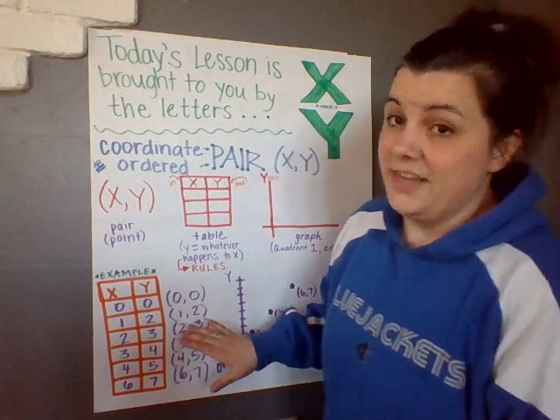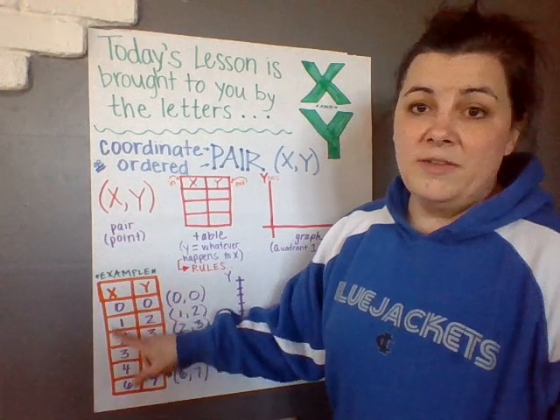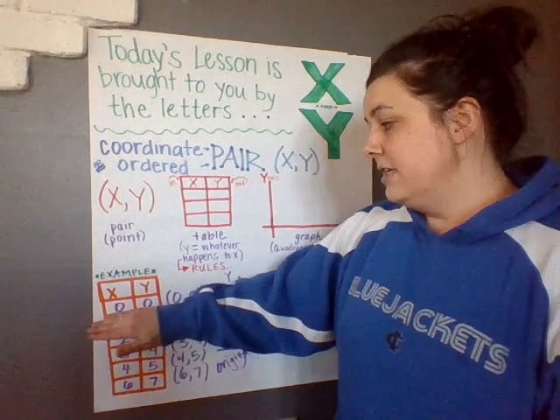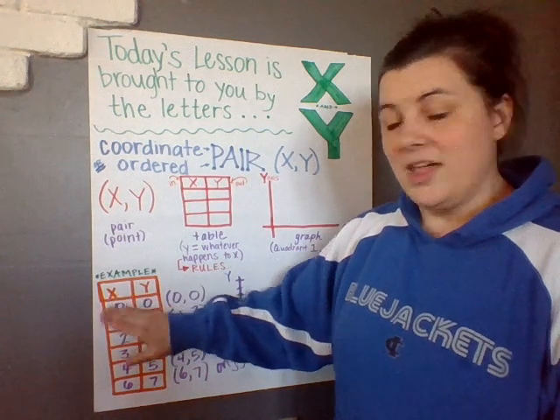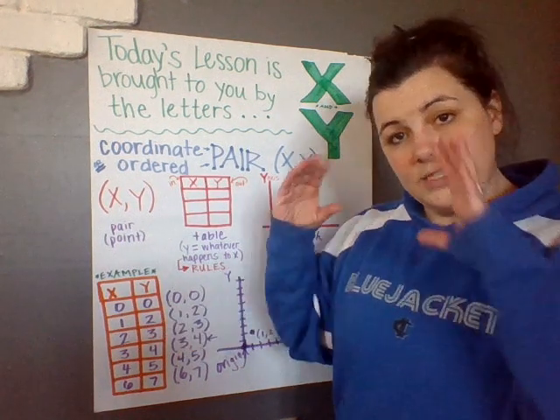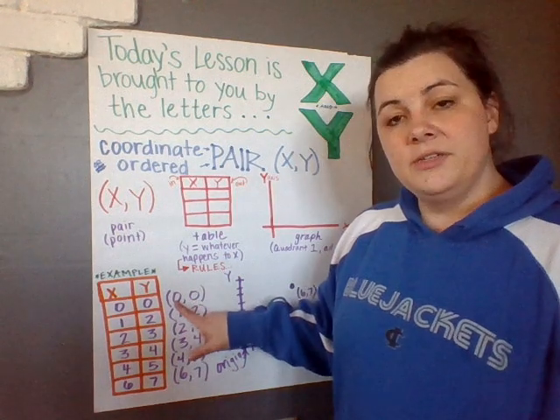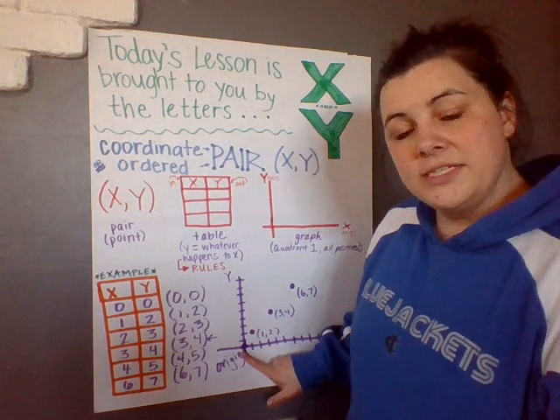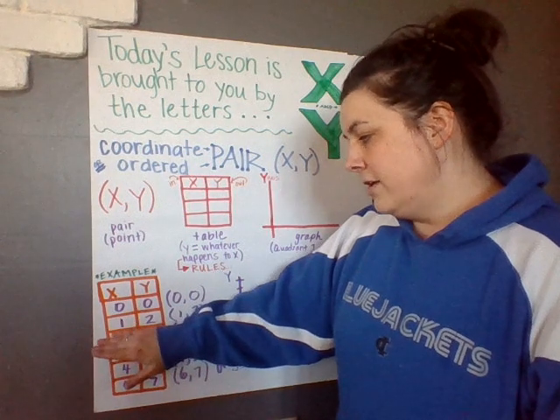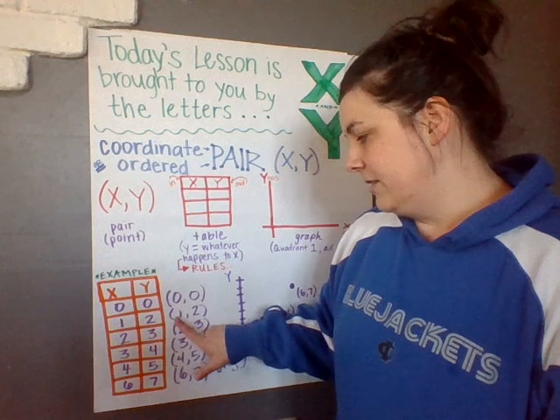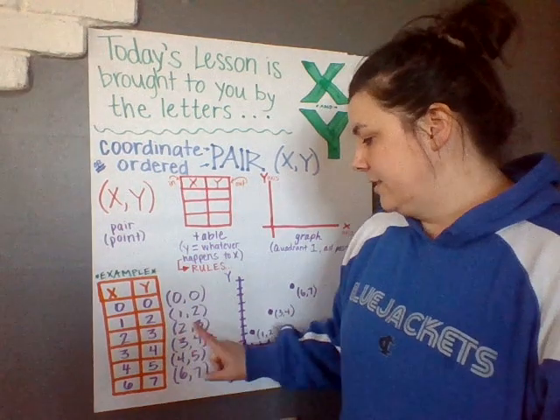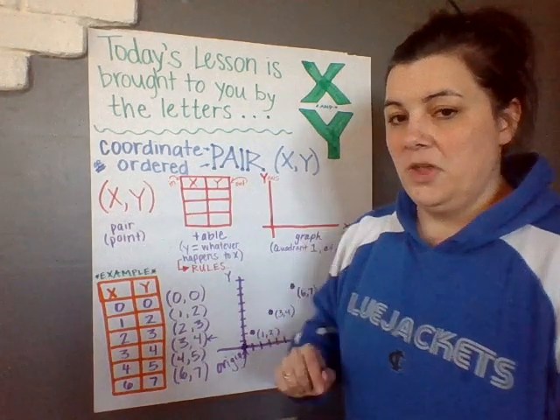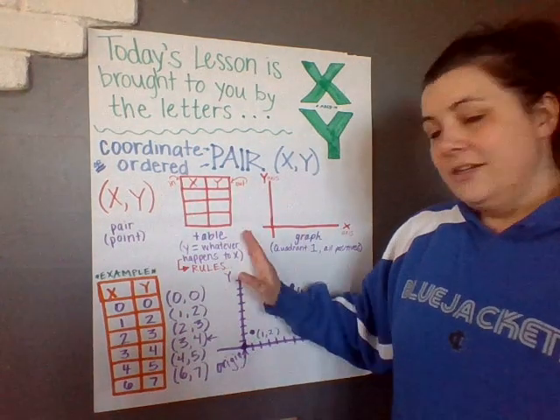Okay, let's take a look at our example here. We have a table full of X's and Y's. And so what I did is I looked at that table and I made the pairs. So if we have 0, 0 as our X and our Y, we write that as 0, 0 inside parentheses. What's unique about 0, 0 is it's called the origin. When we move over to the graph, 0, 0 is called an origin. We'll come back to that. 1, 2: the X is 1, the Y is 2. X first, then the Y. Okay? We can use these points to graph.